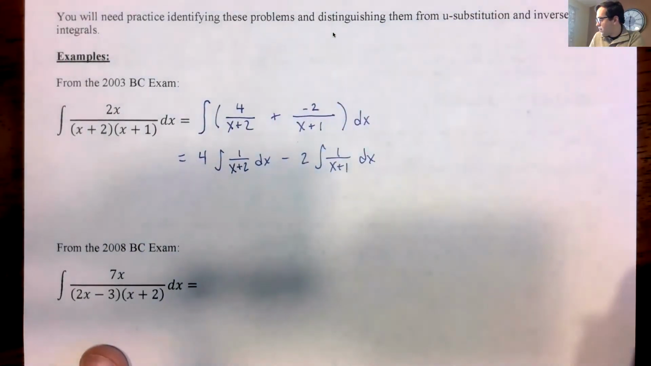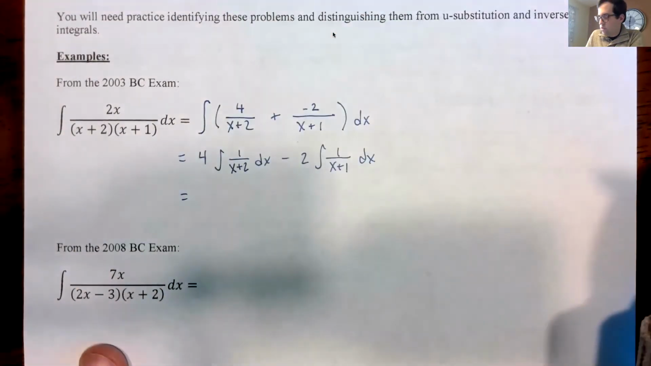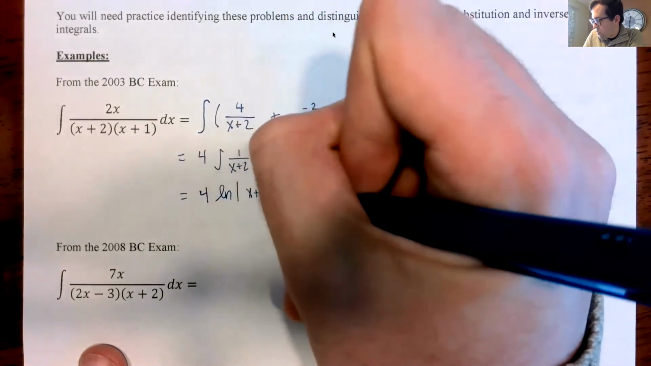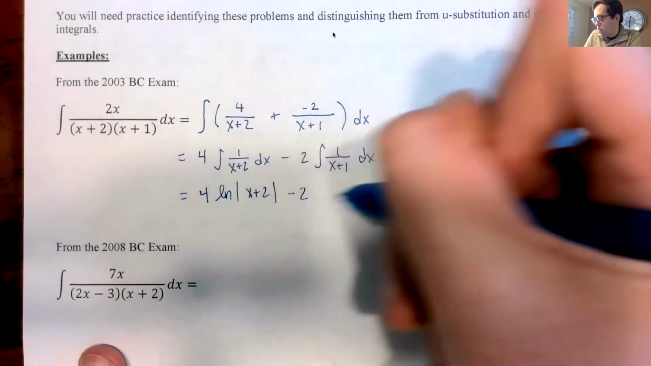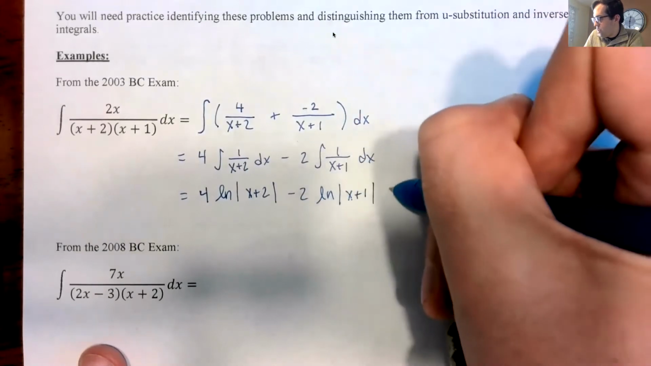Looks like this. And then our last step is going to be to actually do the integral. So we're going to have 4 times the natural log of the absolute value of x plus 2 minus 2 times the natural log of the absolute value of x plus 1 plus c.